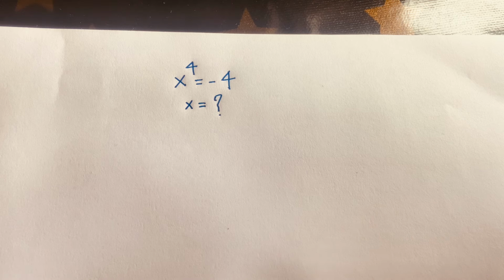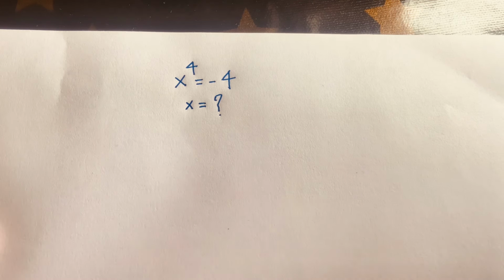It is the Russian math Olympiad question. x to the power 4 is equal to minus 4, and we'll find out what is the value of x in this exponential equation. It is a Russian math Olympiad question, and we'll find out the imaginary part here. x to the power 4 is equal to minus 4. So how to solve this question?